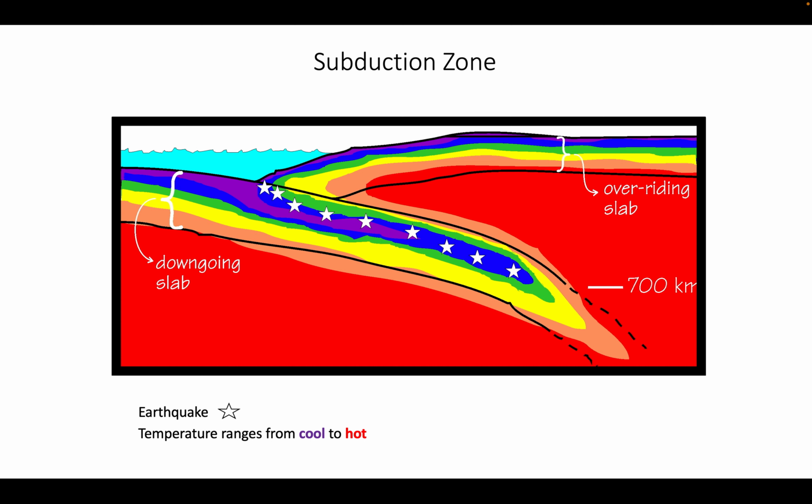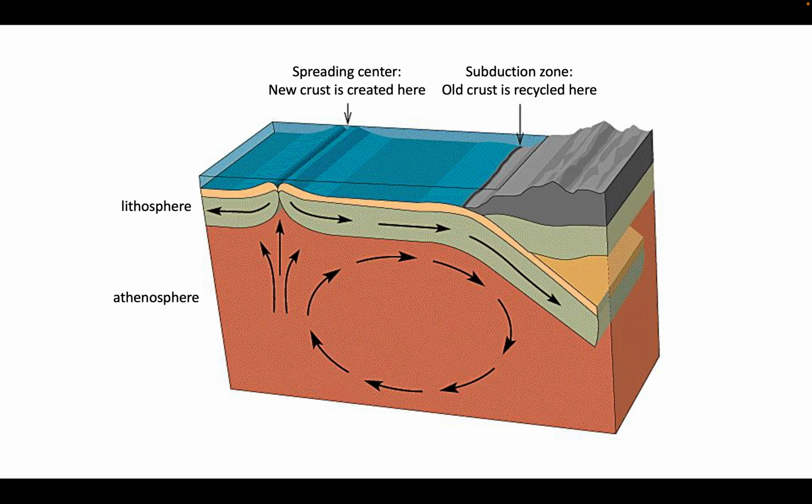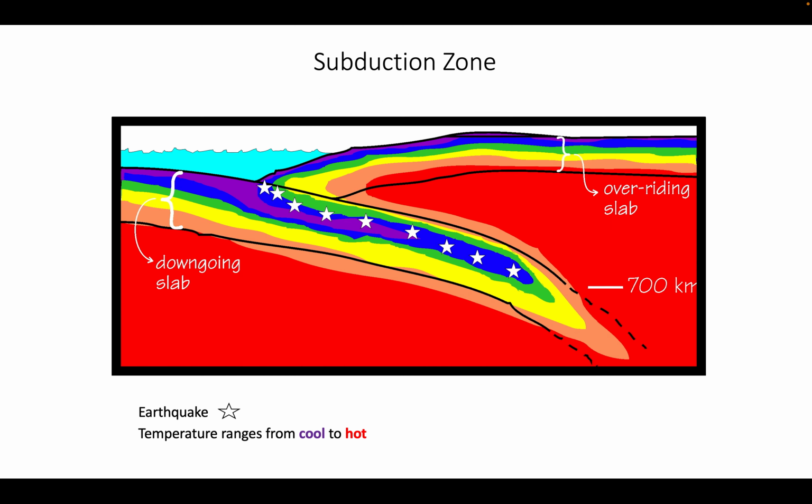If you recall, at a subduction zone, the denser plate dives beneath, or subducts beneath, a less dense plate. For example, the more dense oceanic plate would be subducted beneath a less dense continental plate. This process is said to recycle cool, rigid oceanic crust back into the mantle. This process generates a series of shallow earthquakes, shown here by stars. So again, at subduction zones, old crust is being recycled.